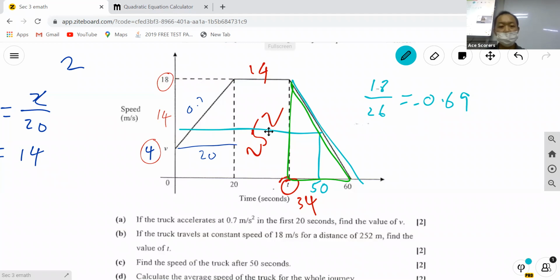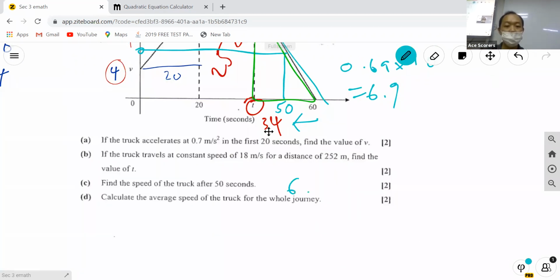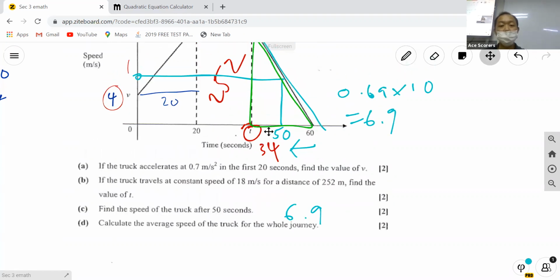So how do I find the speed at time 50? You see what happened here is that every 1 second backwards, the speed will increase by 0.69. So we take 0.69 times 10. Yeah, we get 6.9. So at the 50th second, the V here is equal to 6.9. Okay, at the 50th second.